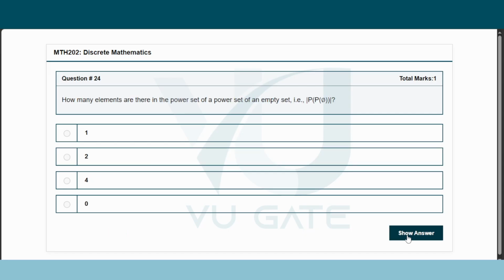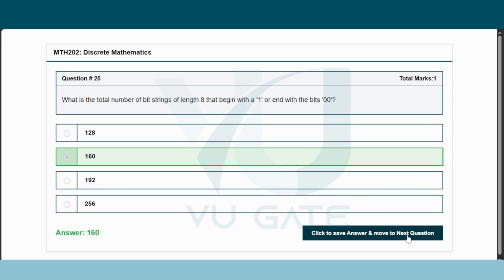Question number 24. How many elements are there in the power set of a power set of an empty set? The correct answer is 2. Question number 25. What is the total number of bit strings of length 8 that begin with a 1 or end with the bits 0, 0? The correct answer is 160.